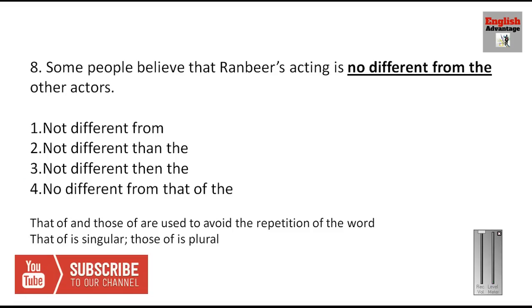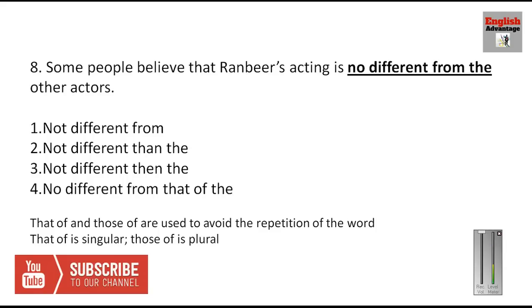Sentence number 8 says, some people believe that Ranveer's acting is no different from the other actors. Now here we are comparing Ranveer's acting with other actors, which is wrong. When we compare two things, we should compare things of equal measure or equal level or equal standard. We should compare Ranveer's acting with the acting of other actors. So this is how this sentence is wrong, and this can be corrected.